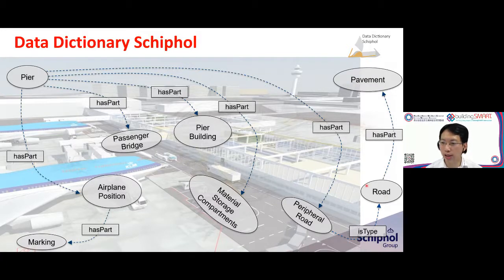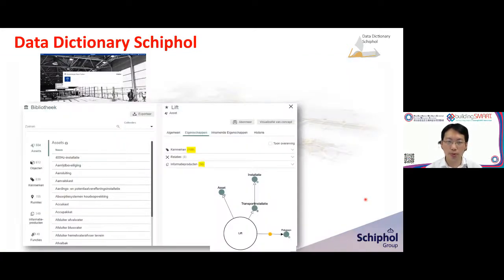And then this is the type of the entity road, and road has a pavement. It means that this one should also have a pavement, okay? Because this one is a type of road, and road has a subcomponent pavement. So that's why this one should have a subcomponent pavement. So this is the whole concept of the so-called dictionary, okay?